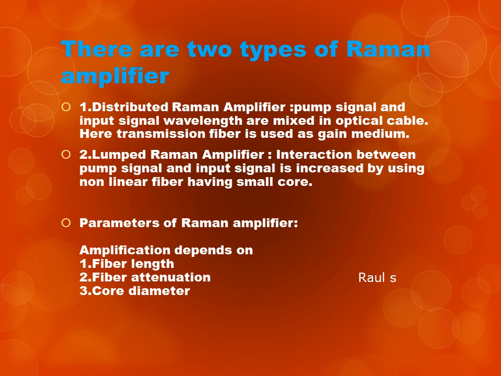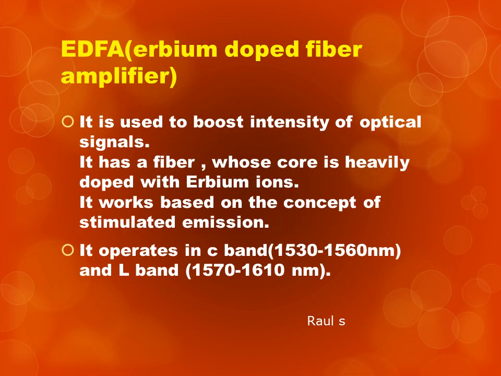Parameters of Raman amplifier. Amplification depends on fiber length, fiber attenuation, and core diameter. Erbium doped fiber amplifier. It is used to boost intensity of optical signals. It has a fiber whose core is heavily doped with erbium ions. It works based on the concept of stimulated emission. It operates in C-band, 1530 to 1560 nanometers, and L-band, 1570 to 1610 nm.